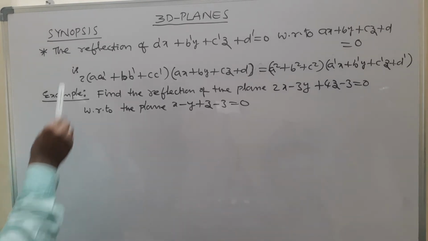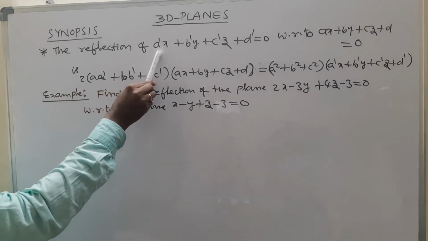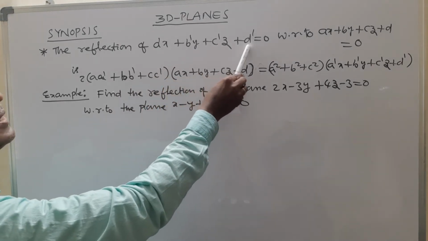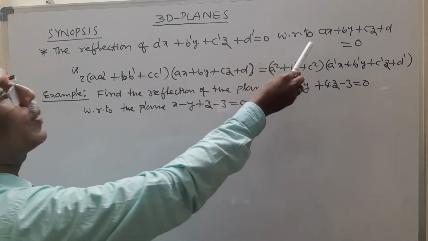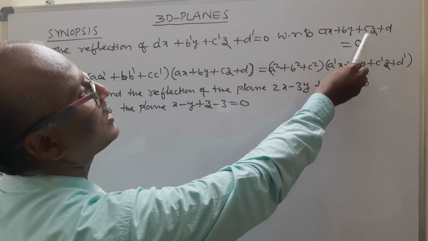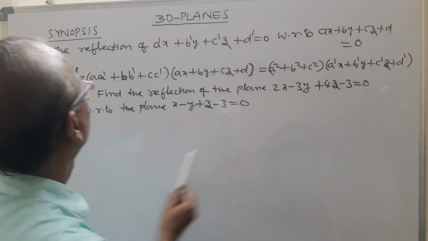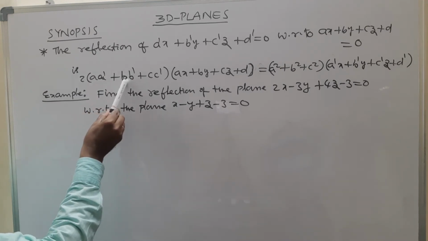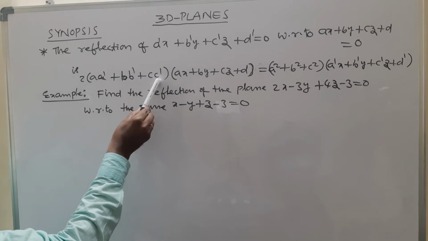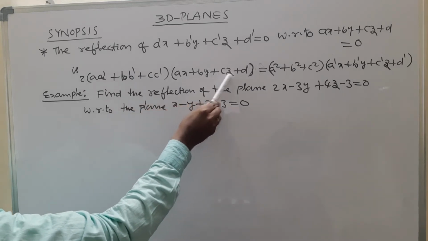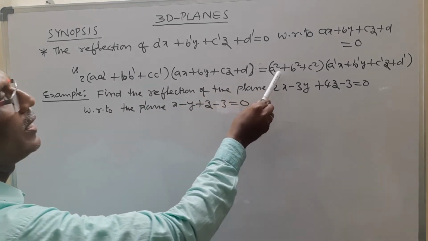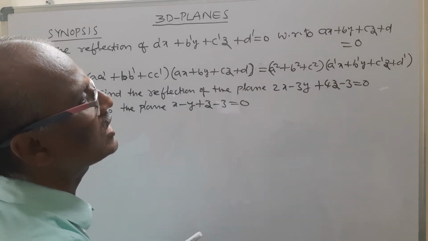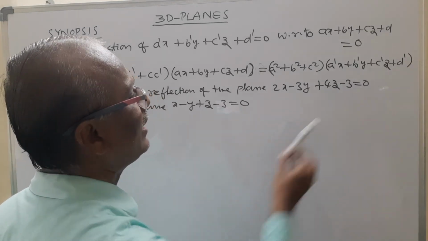Next one, the reflection of a dash x plus b dash y plus c dash z plus d dash equal to 0 with respect to ax plus by plus cz plus d equal to 0. Then the formula is 2 into (a dash a plus b dash b plus c dash c) into (ax plus by plus cz plus d) is equal to (a square plus b square plus c square) into (a dash x plus b dash y plus c dash z plus d dash) equal to 0.